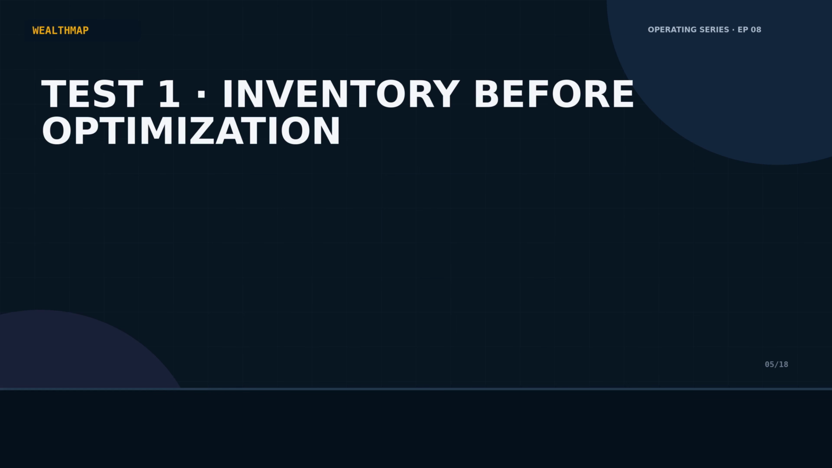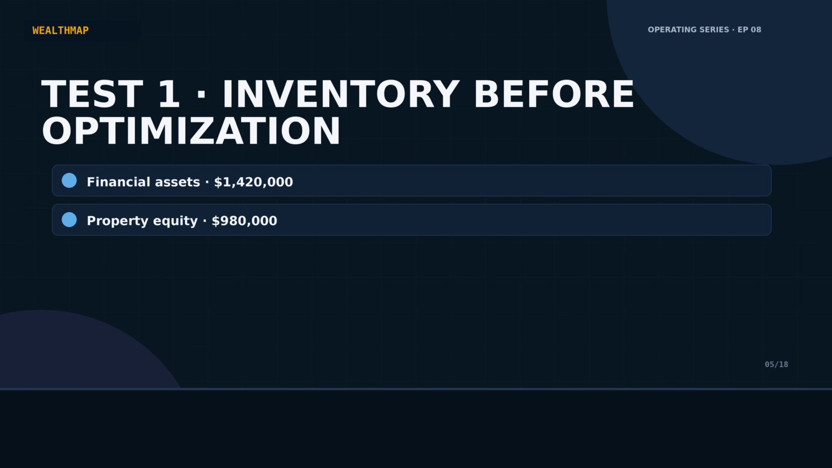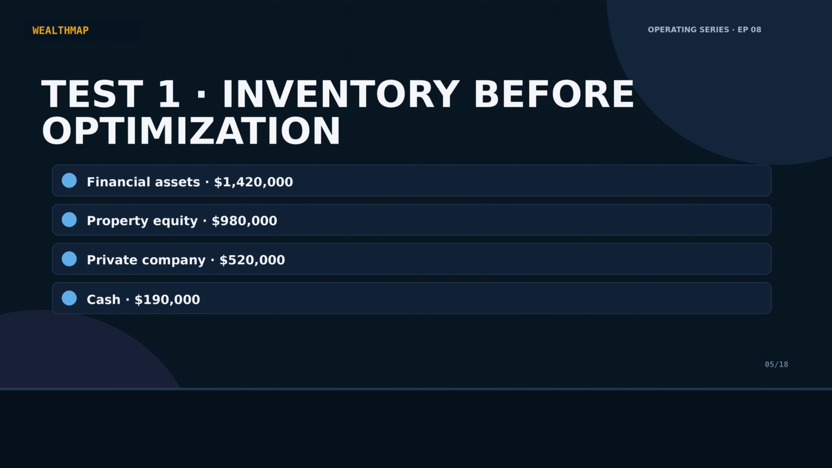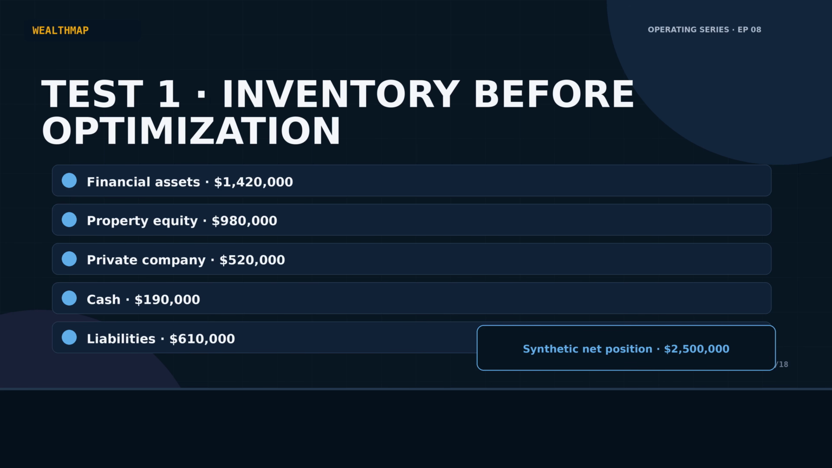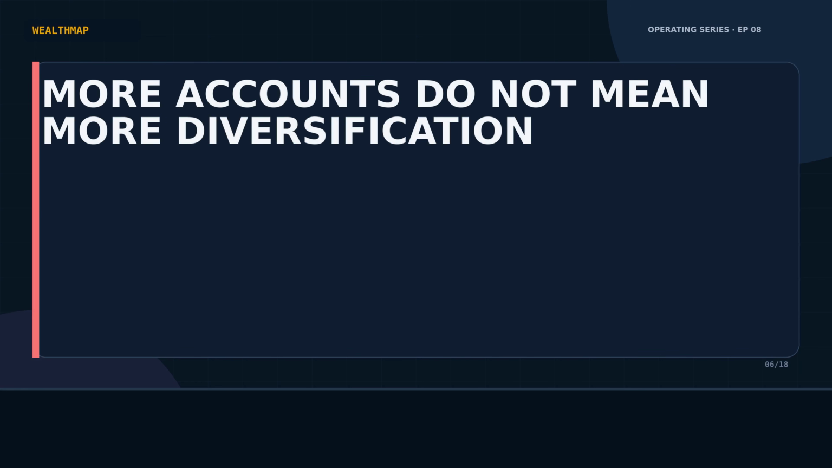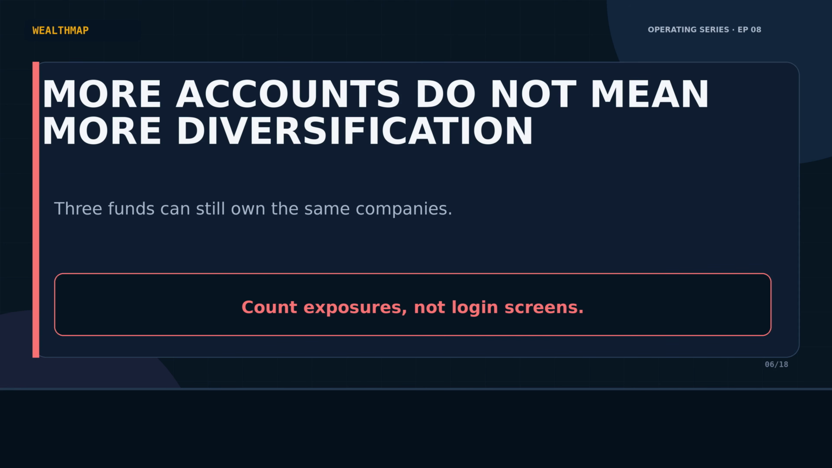Start with inventory. Our synthetic household owns $1.42 million in financial assets, $980,000 of property equity, $520,000 in a private company, and $190,000 in cash, against $610,000 of liabilities. The first metric can lie. More account statements do not automatically create more diversification. 3 funds in 3 institutions may hold many of the same companies. Count exposures and obligations, not login screens.